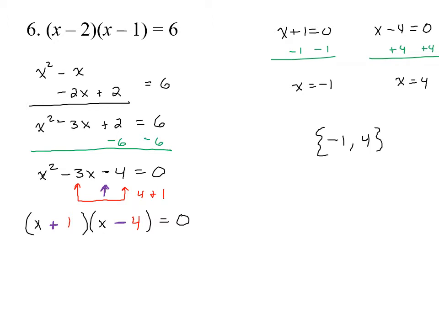By the way, on all of these solutions, you could take each one of those numbers, plug it back into the original equation, and make sure you got it right. Like, for instance, if I plugged 4 in, 4 minus 2 is 2, 4 minus 1 is 3. 2 times 3 is 6. So I know I got at least the 4 right. You could check the negative 1 as well.